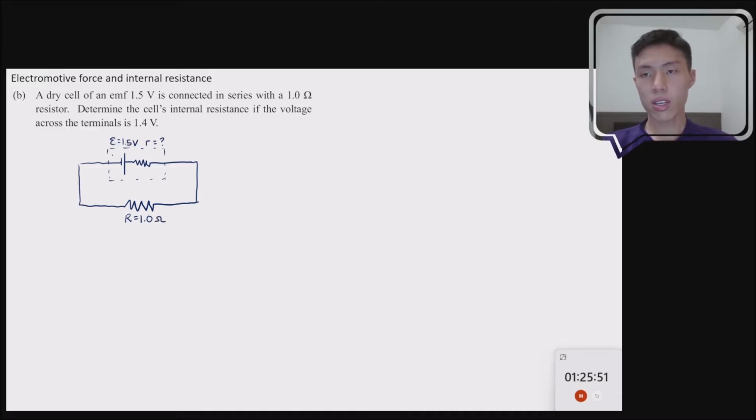So they tell you that the voltage across the terminal is 1.4. If you take a voltmeter and measure the voltage across the terminal of the battery, what you'll get here is 1.4 volt. And what's the meaning of this value? This value is actually the terminal voltage, because it's the voltage across the terminal, right? Or you can think of it as the voltage available for the external circuit.